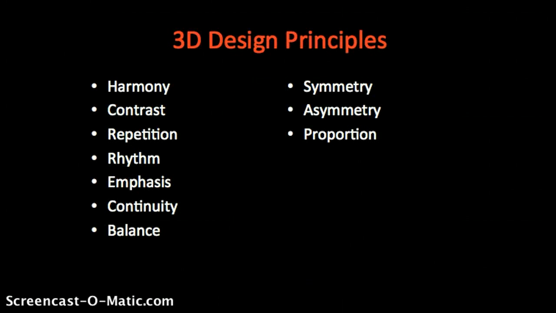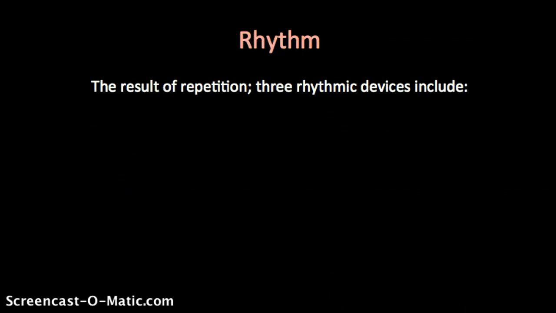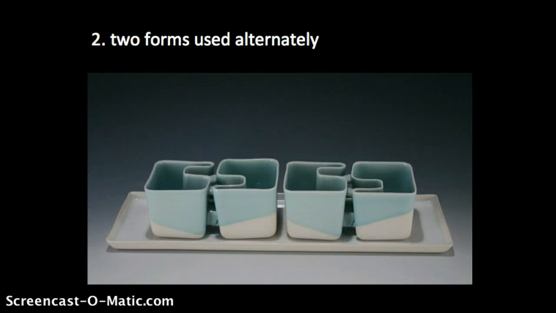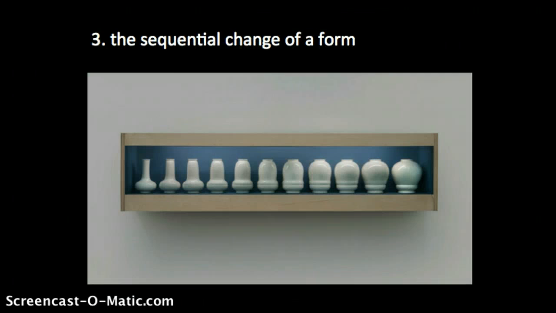The 3D design principles are harmony, contrast, repetition, rhythm, emphasis, continuity, balance, symmetry, asymmetry, and proportion. While all these principles are important to consider when designing your set, you are going to focus on creating rhythm. Rhythm is a result of repetition. 3 rhythmic devices include the duplication of the same form, 2 forms used alternately, and the sequential change of form.